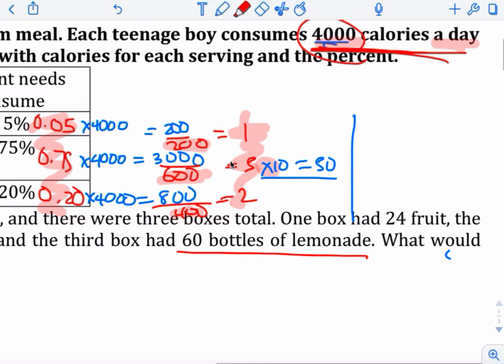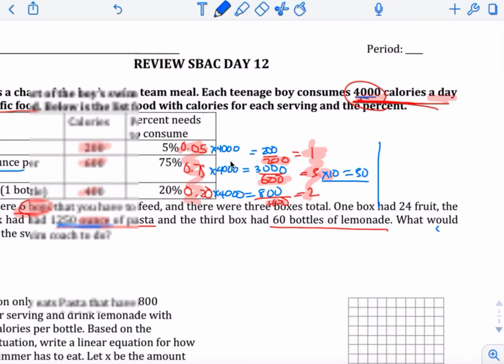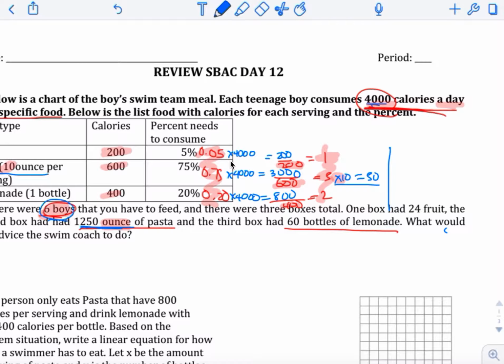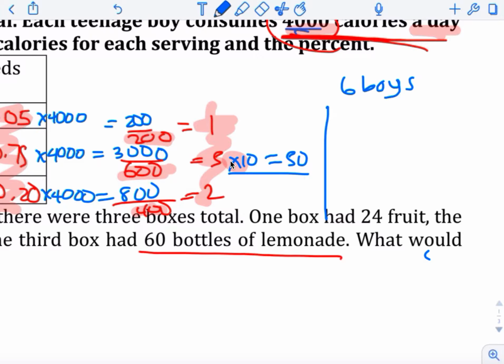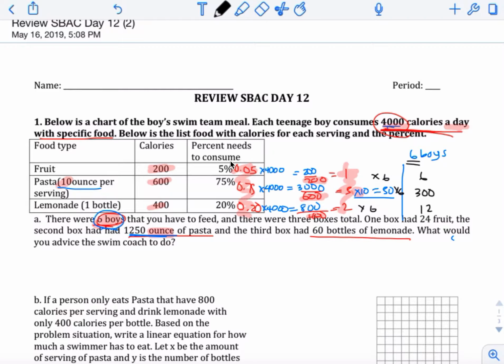And you get 2, 5, and 1, 5, and 2. That's for 1 day and for 1 boy. There are 6 boys, so you have to multiply this by the 6 boys. So if this is for 1 boy, you have to multiply by 6 to get how much food you need for 6 boys. 6 here, 300 here, and 12 here. What would you tell the swim coach? My God, I must have forgotten to write the number of days here. What would you tell the coach?